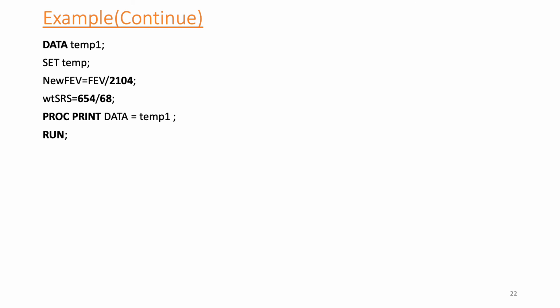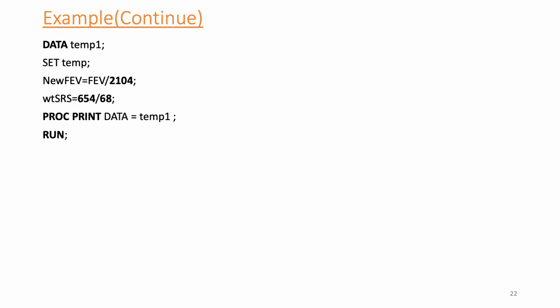Now since we have got missing values and we have deleted those missing values, we have to assign new weights to the data before moving further. So now I have saved a new data temp1 by setting the old data temp. So this new FEV equals FEV divided by 2104 is used to get the value of the population mean, and weight SRS, WTSRS, is for the new weight. Now our new weight after deleting the missing values will be 654, that is the total number of clusters, divided by 68 sampled, that is the sampled clusters, and here 2104 is the sum of the total population units.